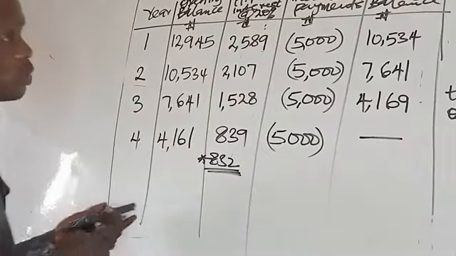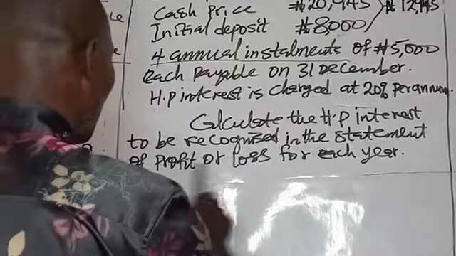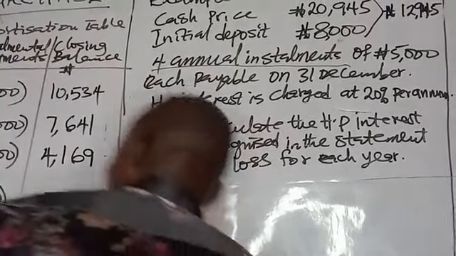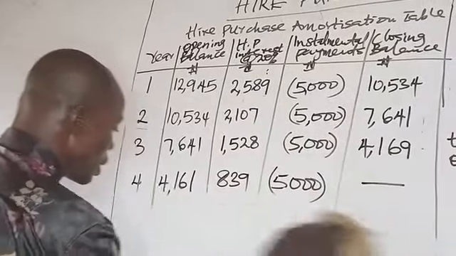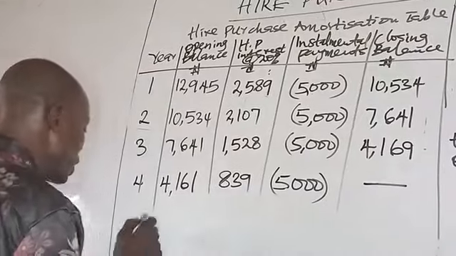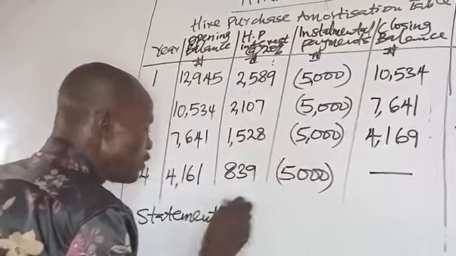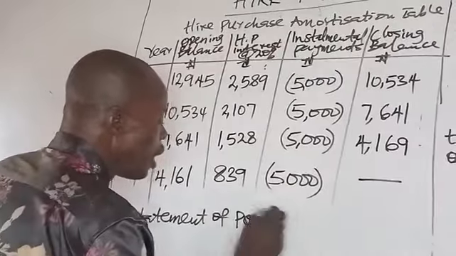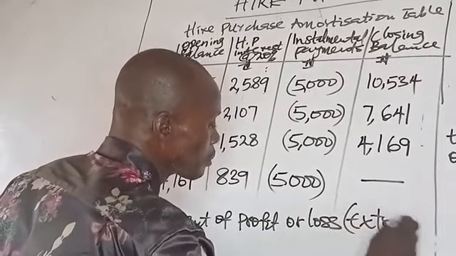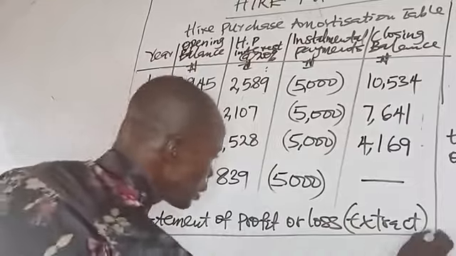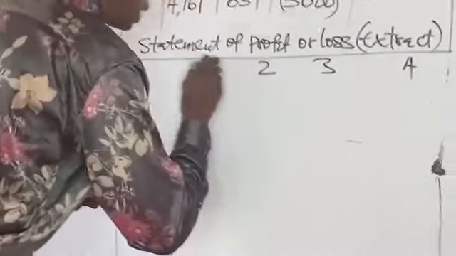You have to calculate the hire purchase interest to be recognized in the statement of profit or loss for each year. Let me just draw up the statement of profit or loss extract. We have year 4, year 3, year 2, year 1.